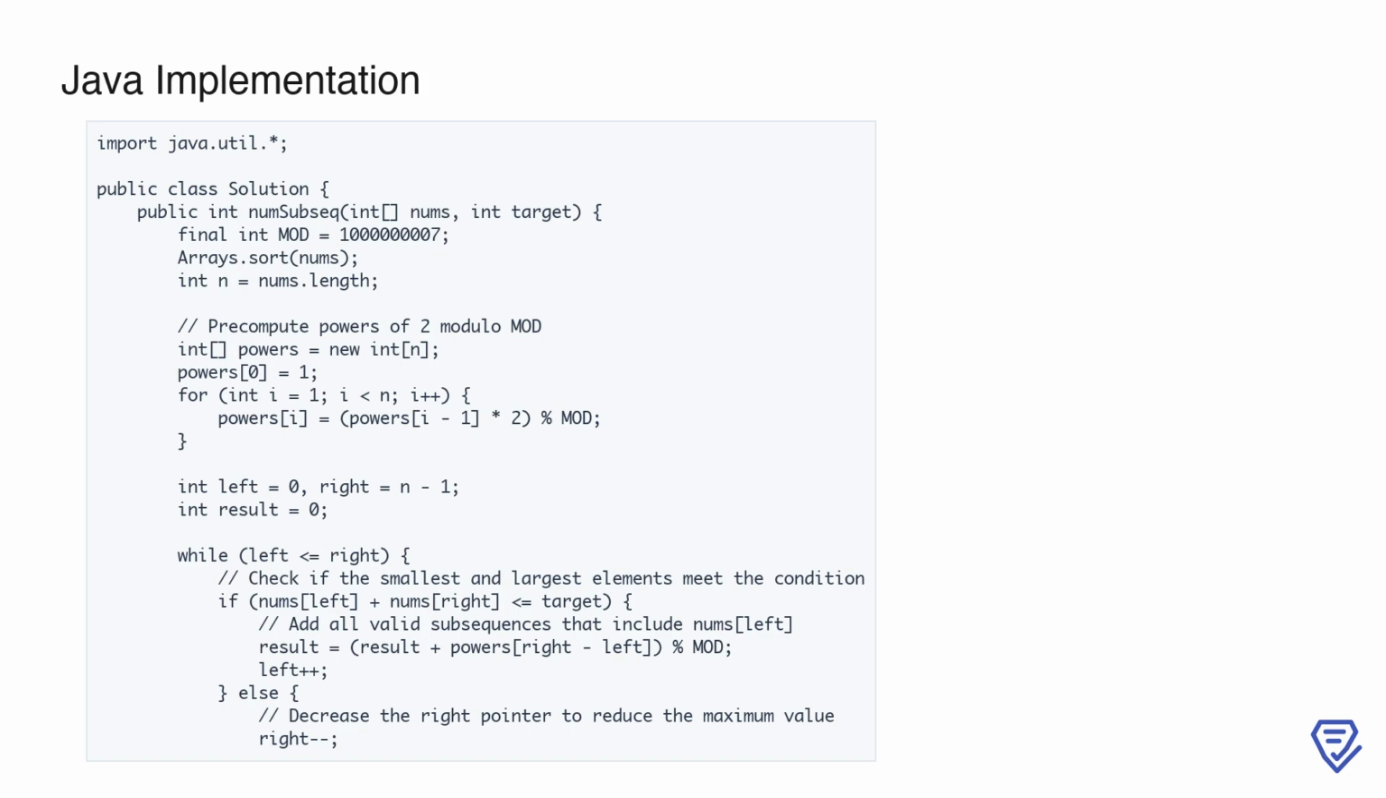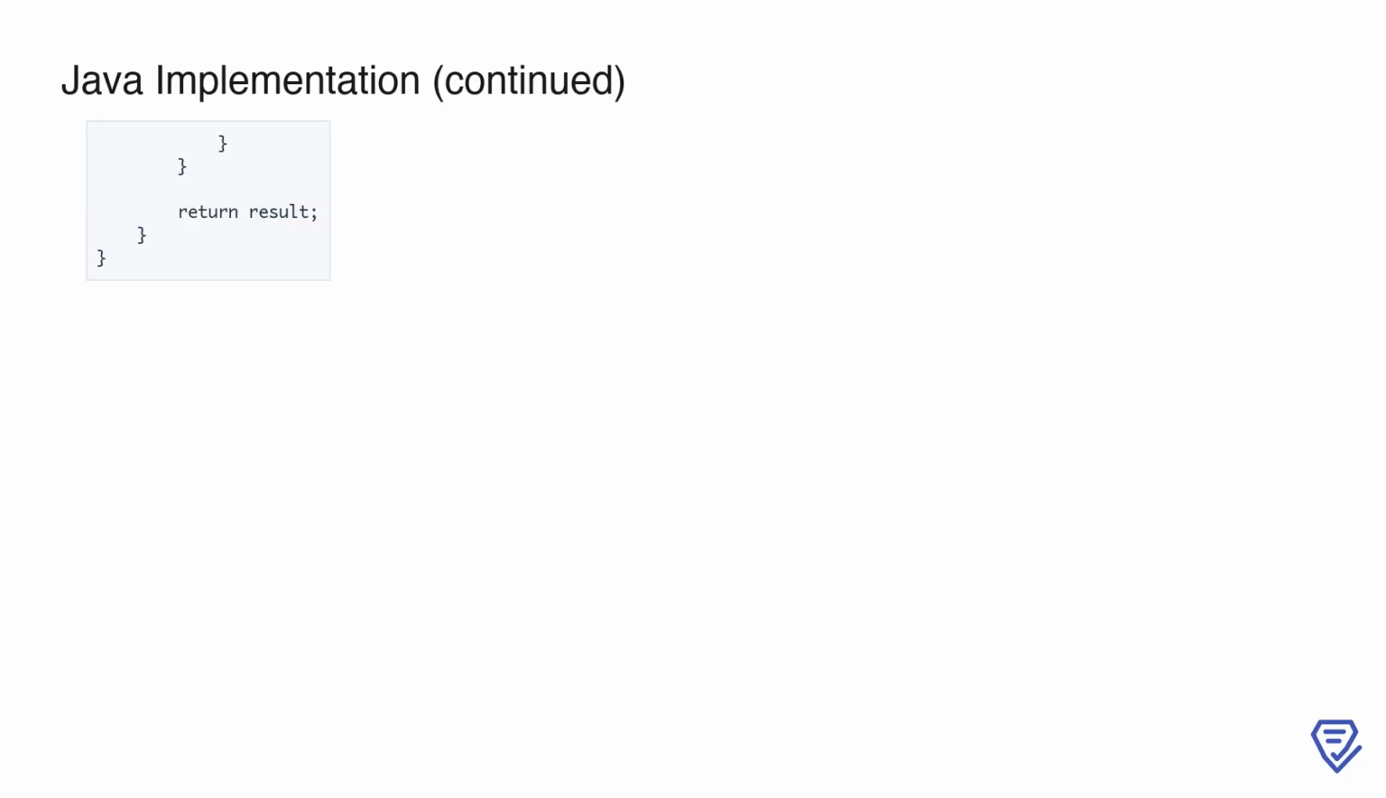The while loop begins, and the idea is to use the 2 pointers to evaluate the smallest and largest elements in the current range of the array. If the sum of nums[left] and nums[right] is less than or equal to the target, it means that all subsequences formed by including nums[left] and any combination of elements between the left and right pointers are valid. To account for these, we add the pre-computed value of powers[right - left] to the result, ensuring the sum stays within bounds using modulo mod.